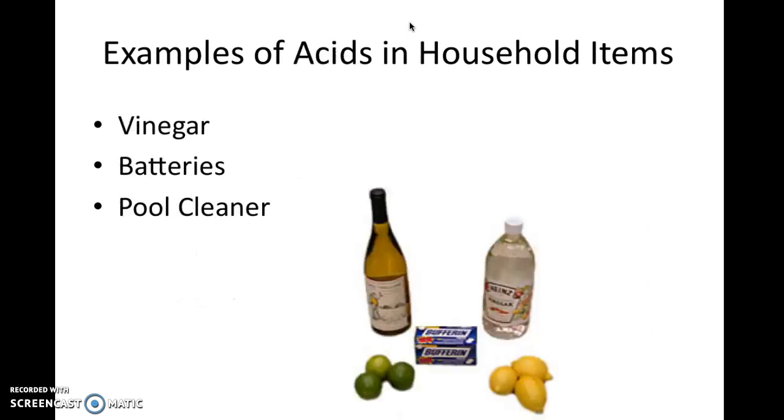But what are the examples of acids in household items? As we mentioned before, vinegar, batteries. Batteries are the most acidic you can have. That's why they say when you don't want to throw away batteries, you want to recycle them, because they're too acidic. And the pool cleaners are also acidic.